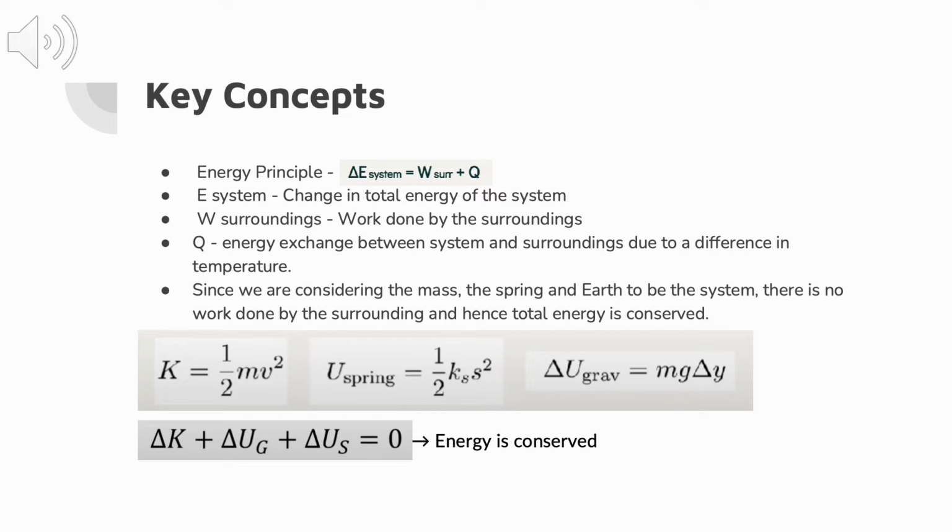Since we are considering the mass, the spring, and the Earth to be the system, there is no work done by the surroundings, and hence the total energy is said to be conserved. That means delta K, that is the change in kinetic energy, plus delta Ug, which is the change in gravitational potential energy, and delta Us, which is the change in elastic potential energy, is equal to 0, hence indicating that energy is conserved.